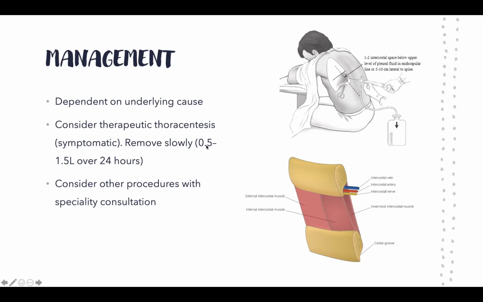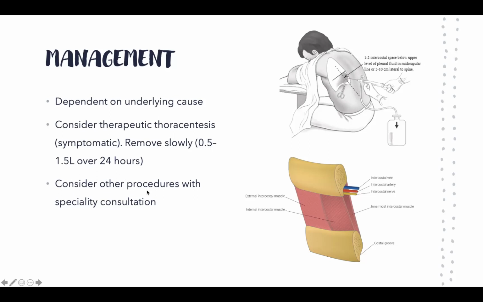Very important to only drain slowly, so 0.5 to 1.5 liters over 24 hours. If we take too much, it creates a negative vacuum and allows the lung to expand too quickly and increases the chance of having pulmonary edema. So as the lung expands too quickly, if you take the fluid out, it draws in fluid and then you can get a re-expansion pulmonary edema. So very important to slowly remove the fluid.